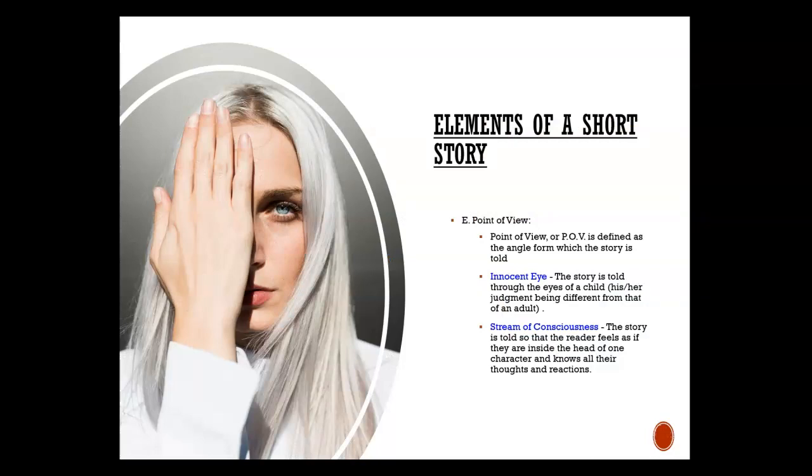Elements of a story: point of view. The point of view, or POV, is defined by the angle from which the story is told. There's the innocent eye. The story is told through the eyes of a child, his or her judgment being different from that of an adult. Stream of consciousness: it feels as if the reader were inside the head of one of the characters and knows all their thoughts and reactions as they would have them naturally.